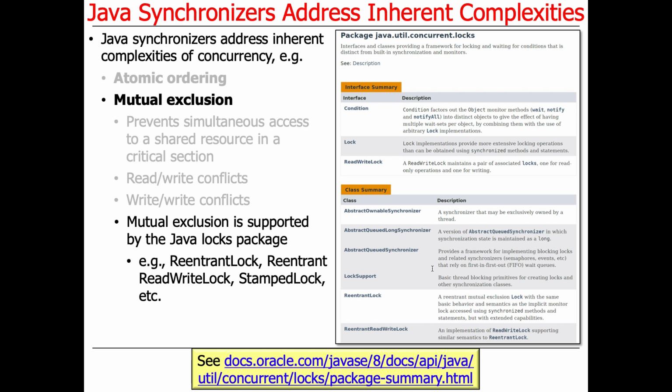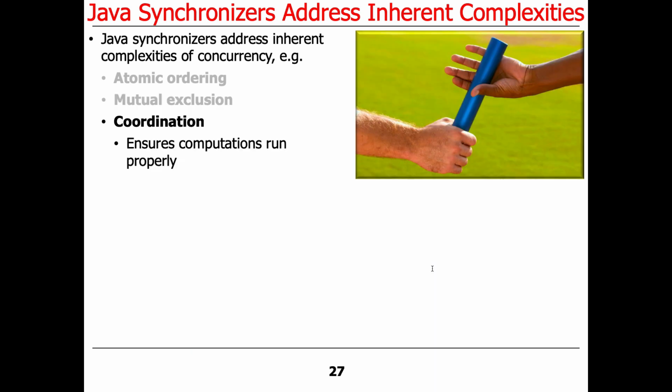And I should also point out that mutual exclusion is also supported by the Java built-in synchronized keyword. So there's a built-in keyword called synchronized. You can apply it either to a method or to statements within a method or within methods. Those will also ensure mutual exclusion. And we'll talk a lot more about that stuff later. All right, so that's mutual exclusion.